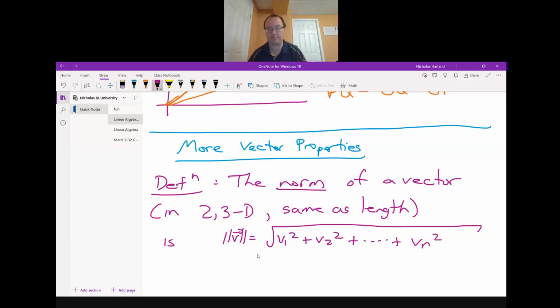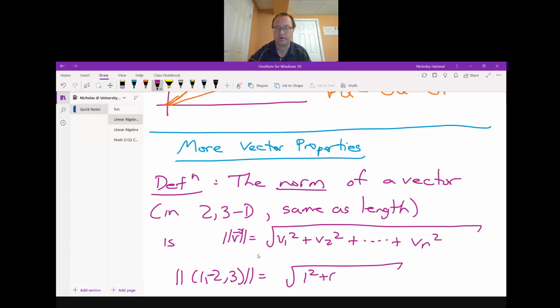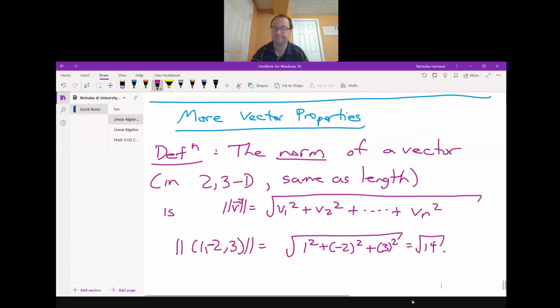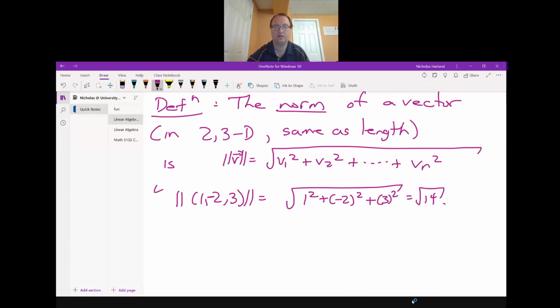So in terms of some properties, for example, say we had the length of the vector 1, negative 2, 3. That would be the square root of 1 squared, be careful with your brackets, plus negative 2 squared plus 3 squared, and we get the square root of 14. That's what the length of a vector would be.